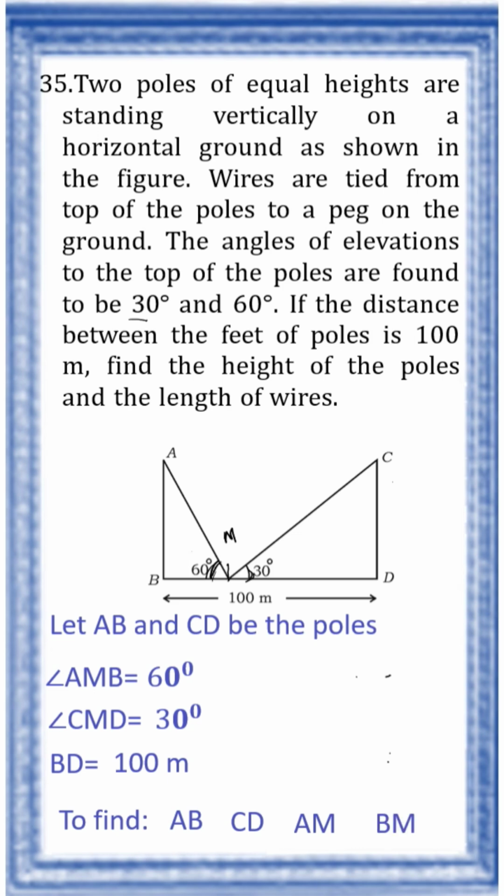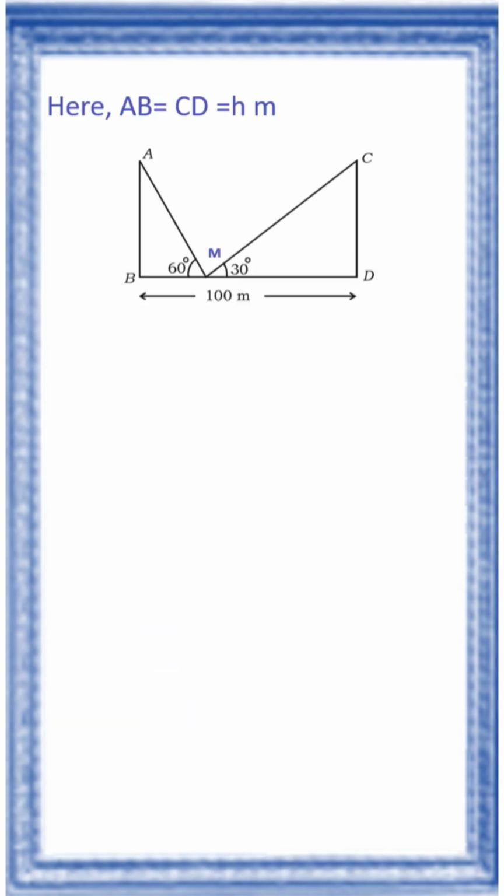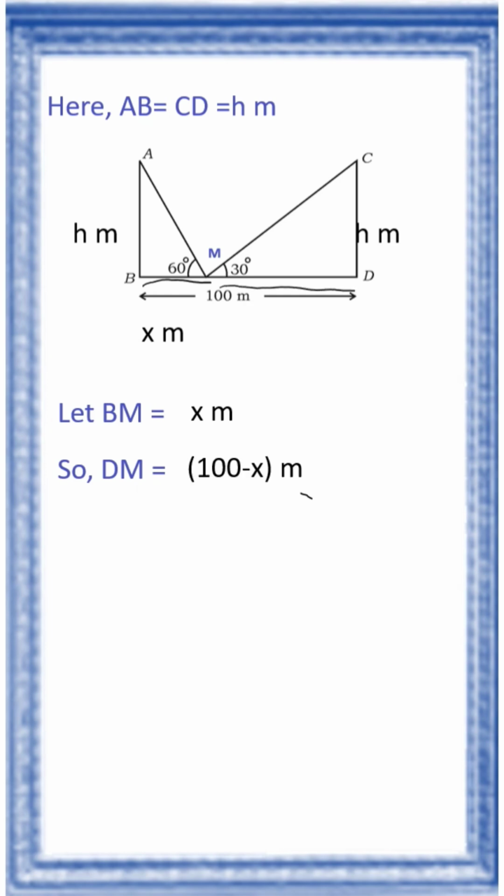We have the rope AM, and also BM. Now here, this is the trick I am telling. AB is equal to CD is equal to h meters. If you don't take it as h, every time you have to write AB, CD, it will be cumbersome. So I have written this. Another trick is also there. I will mention it when the problem comes. Here let BM be equal to x meters. This one is x, from here to here x. Then DM becomes what? Look at the figure. 100 minus x meters.